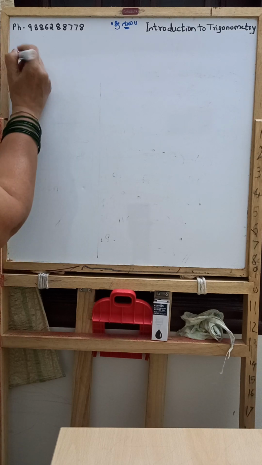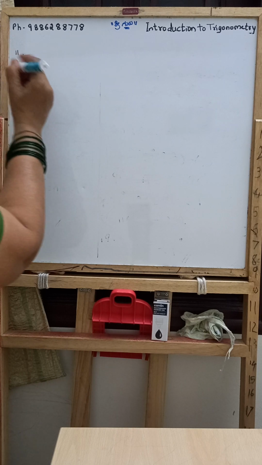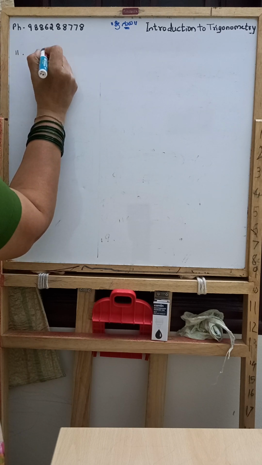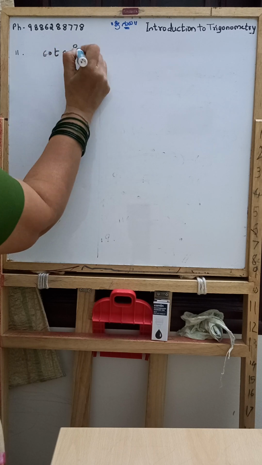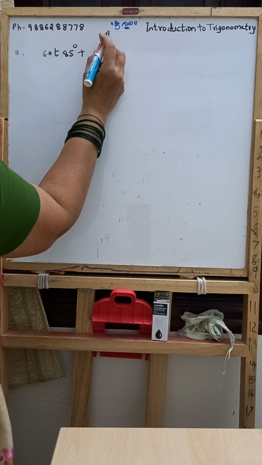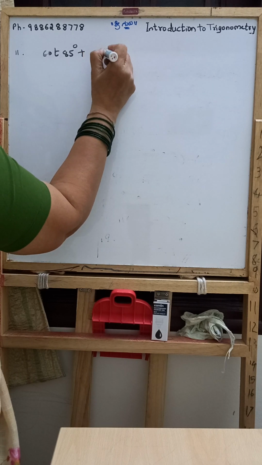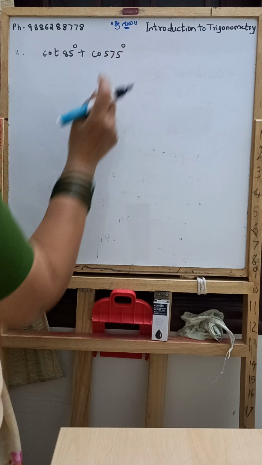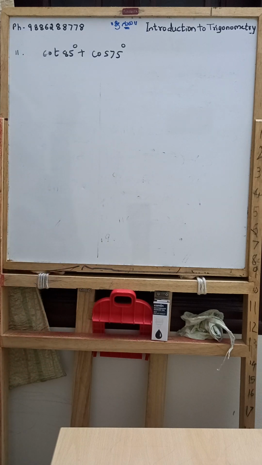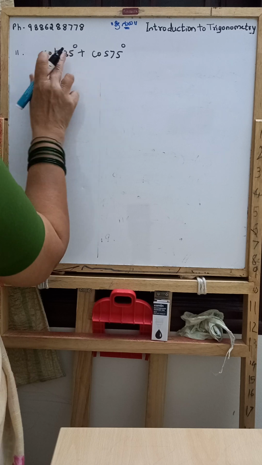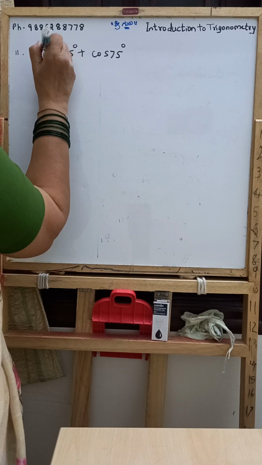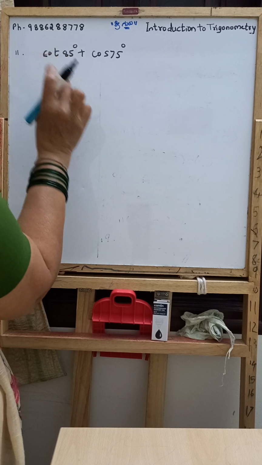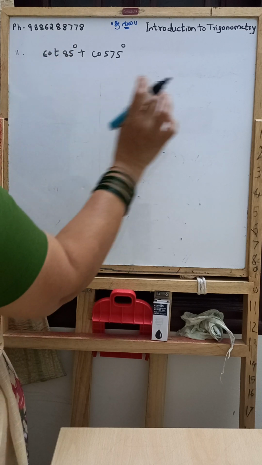Now the 11th one. Express cot of 85 plus cos of 75 in terms of trigonometric ratios of angles between 0 and 45 degrees. Here this angle is 85, more than 45 degrees, and 75 is also more than 45 degrees. We have to write in terms of angles between 0 to 45 degrees.